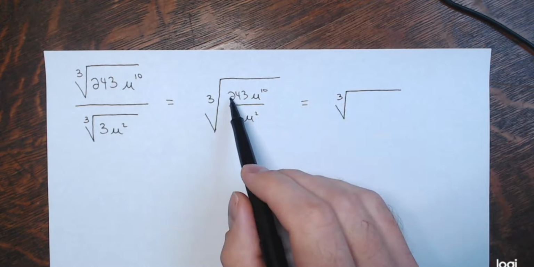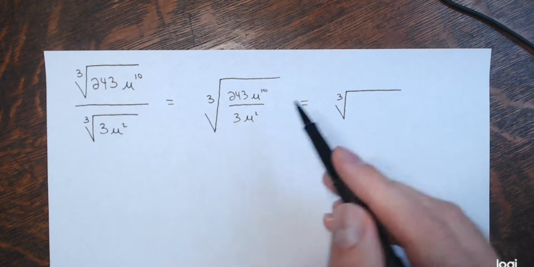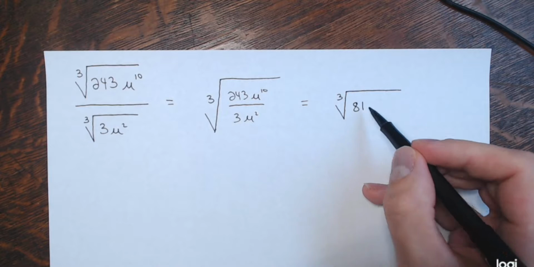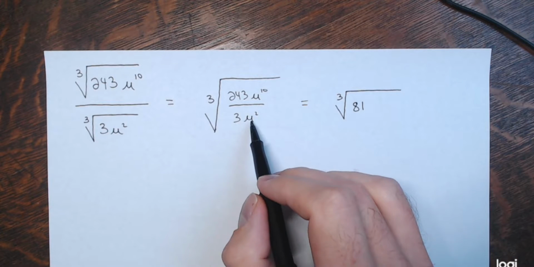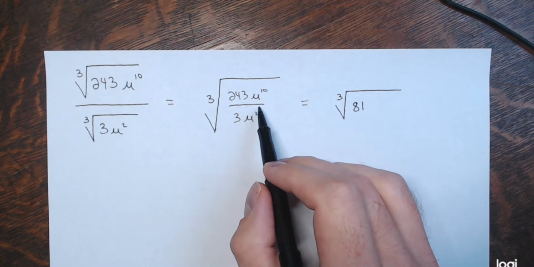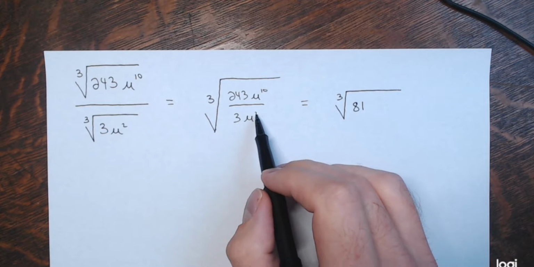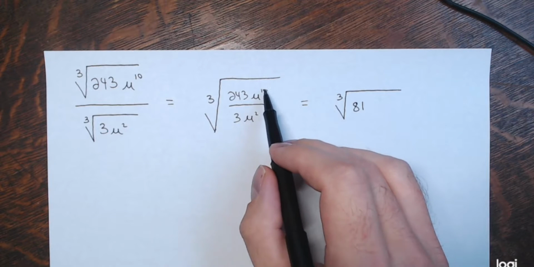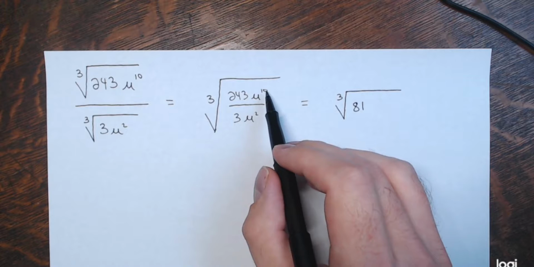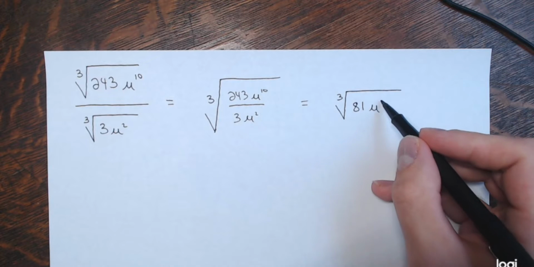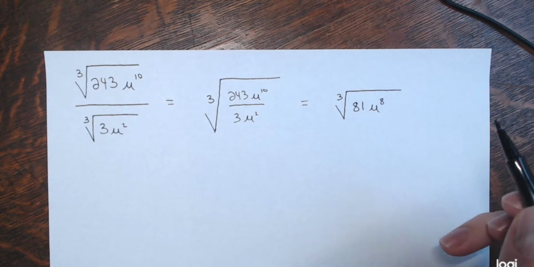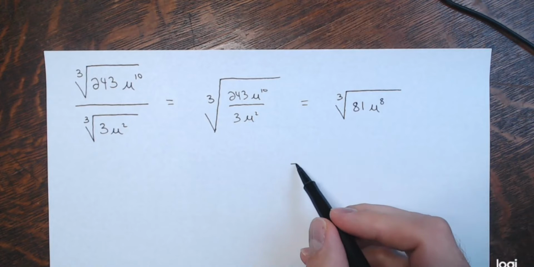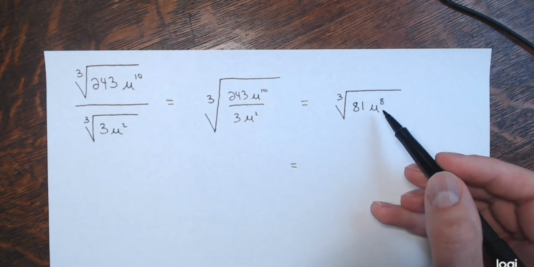Now 243 divided by 3 is 81. And u to the 10th over u squared, the two u's would cancel from the denominator, and cancel two u's from the numerator, leaving me with u to the 8th. Alright, and then now I try to simplify this radical.